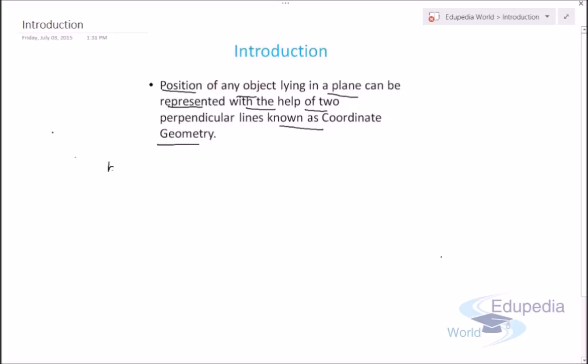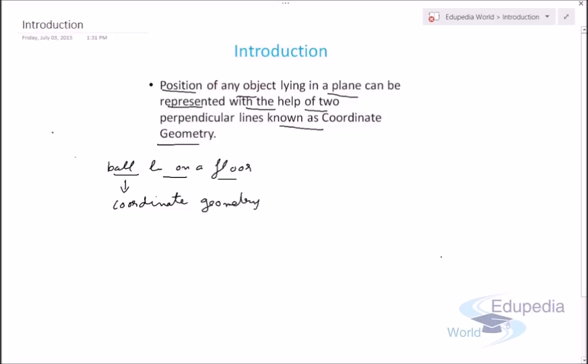Suppose we have a ball lying on a floor. Then you have to tell the exact position of the ball. So you can't say that it's lying on the right corner of the floor, or you can say it's lying on the upper half of the floor. When you have to say the exact location of anything, then you need some information about that object. So there comes the concept of coordinate geometry.